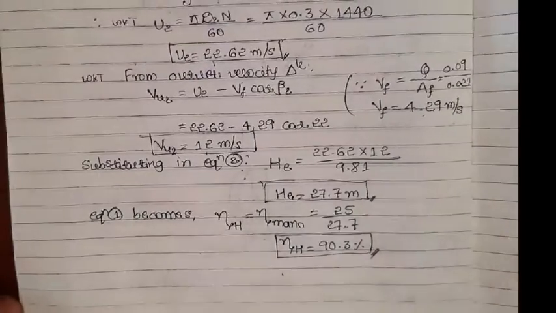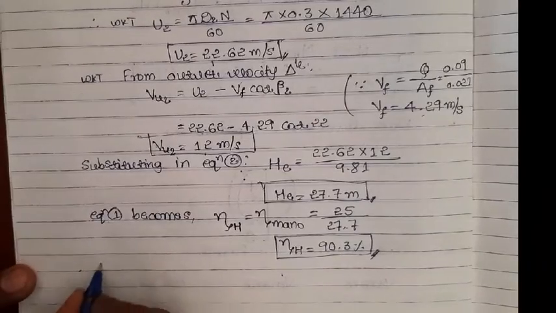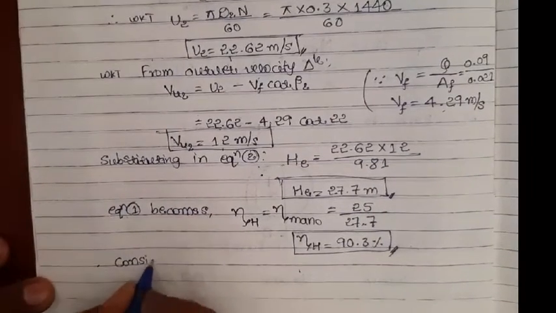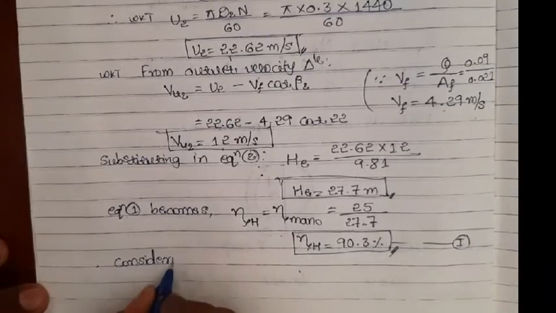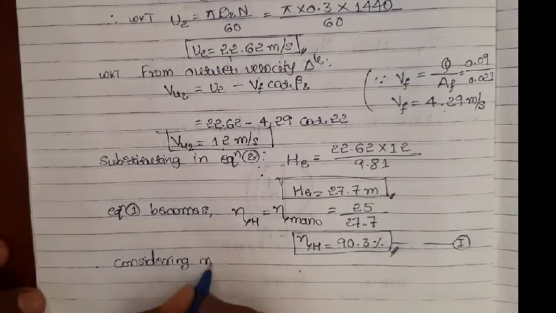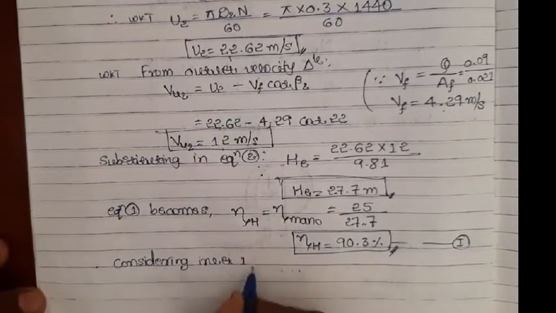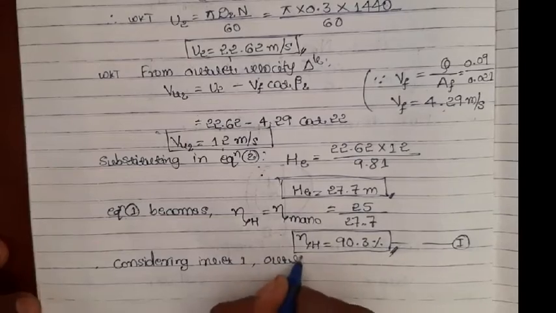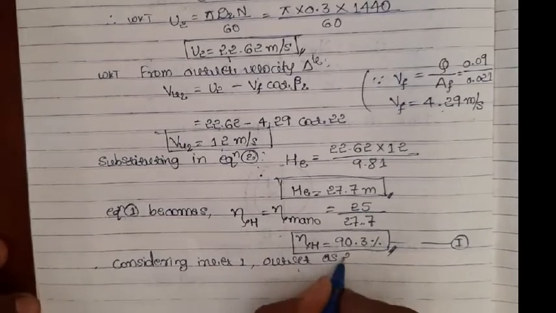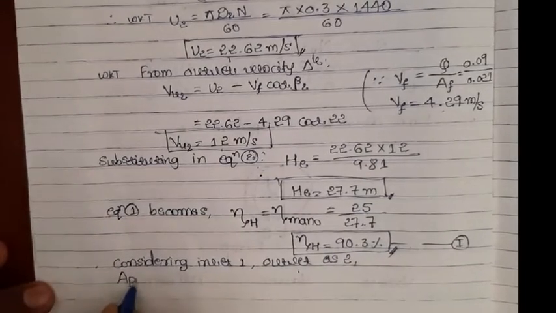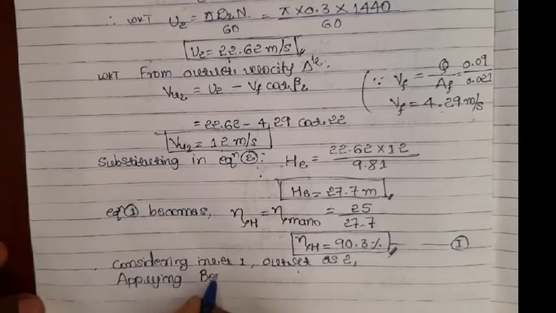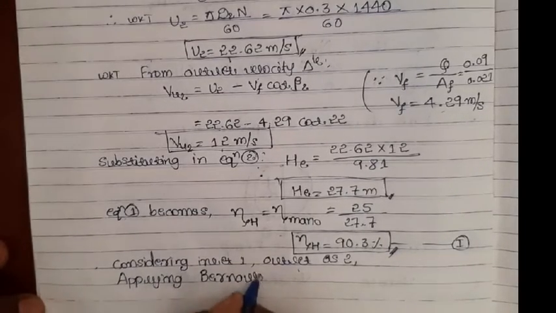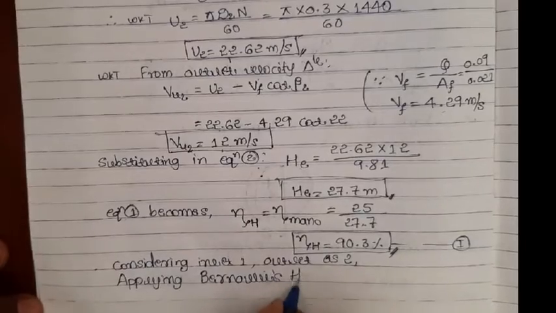So now let us go to the second parameter, which is the pressure rise across the impeller, that is from inlet to outlet. So this is our first answer. Considering inlet as 1 and outlet as 2 and applying Bernoulli's theorem, as we are all familiar with this already. So now I shall write.